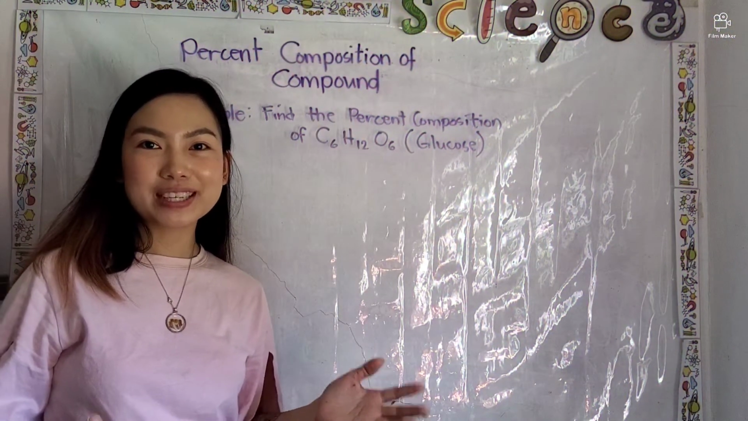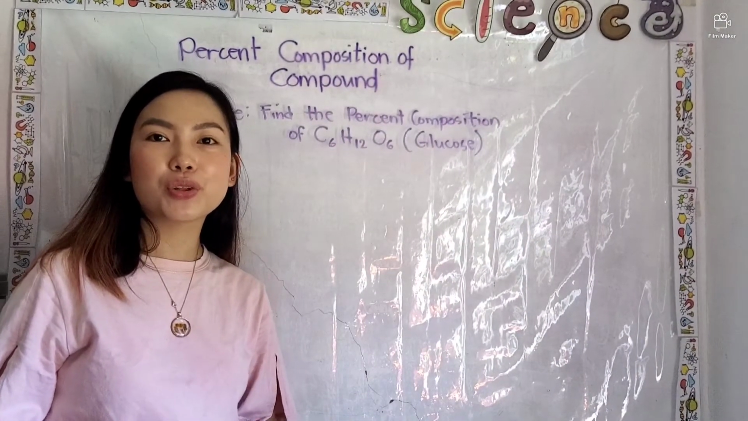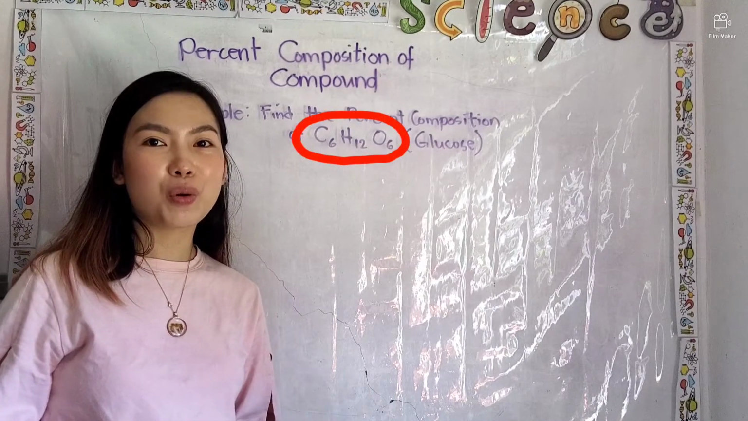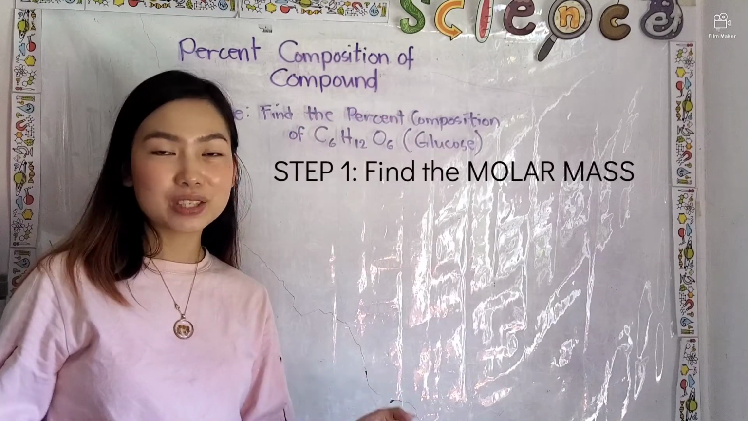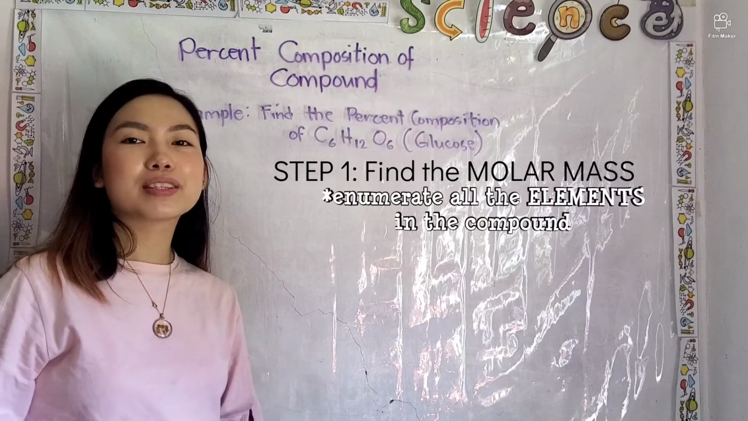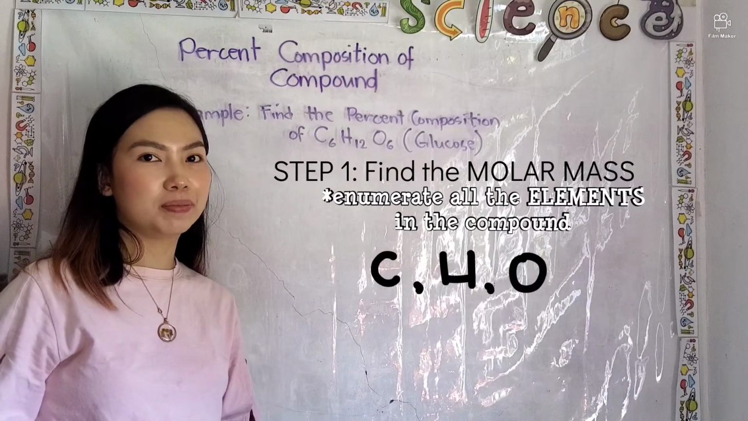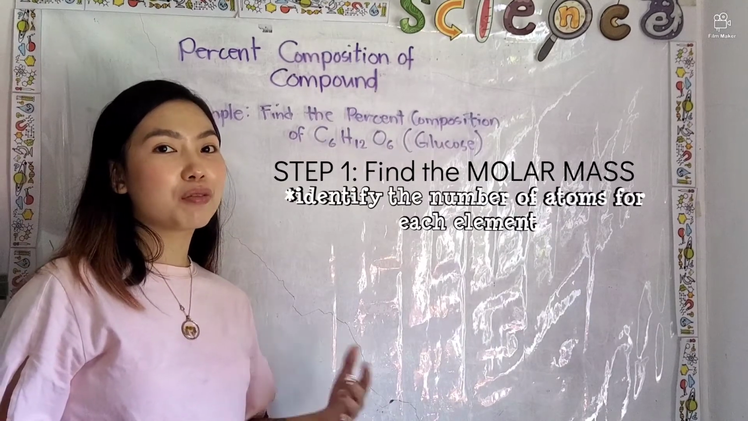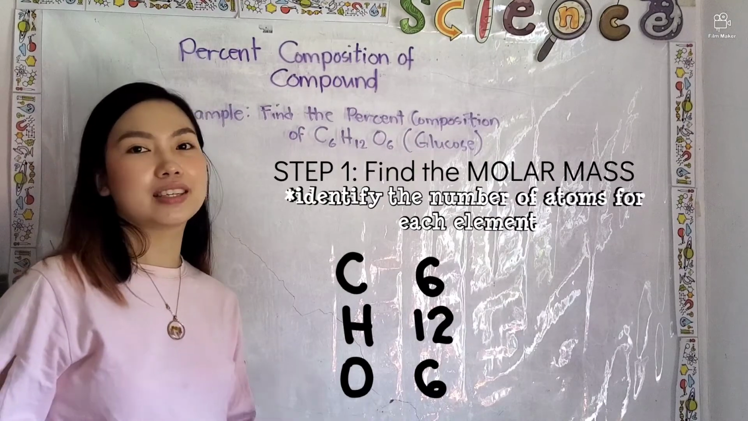So this would be our example for the percent composition. You have to find the percent composition of the compound glucose, which is C6H12O6. The step 1 that you should do is to find the molar mass or the formula mass. In the molar mass, enumerate all the elements given in the compound, which is carbon, hydrogen, and oxygen. And then identify the number of atoms for each element. We have carbon is 6, hydrogen is 12, and oxygen is 6 as well.